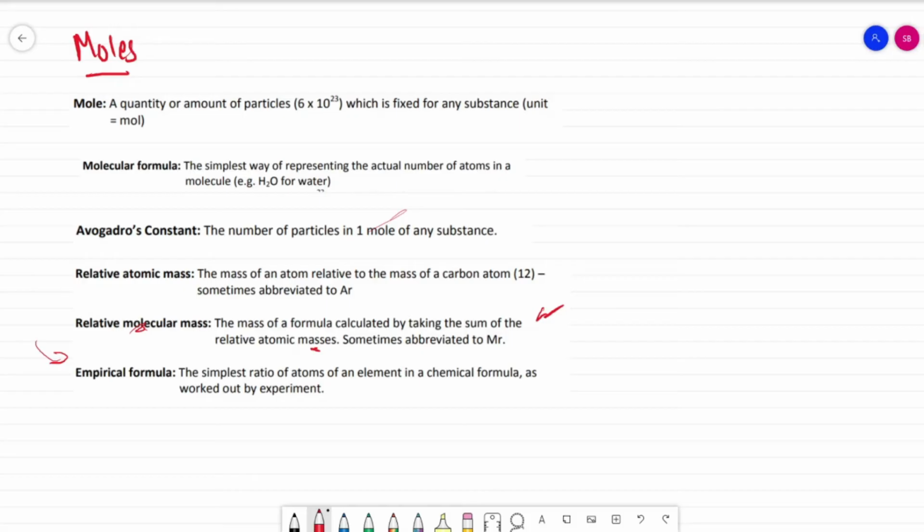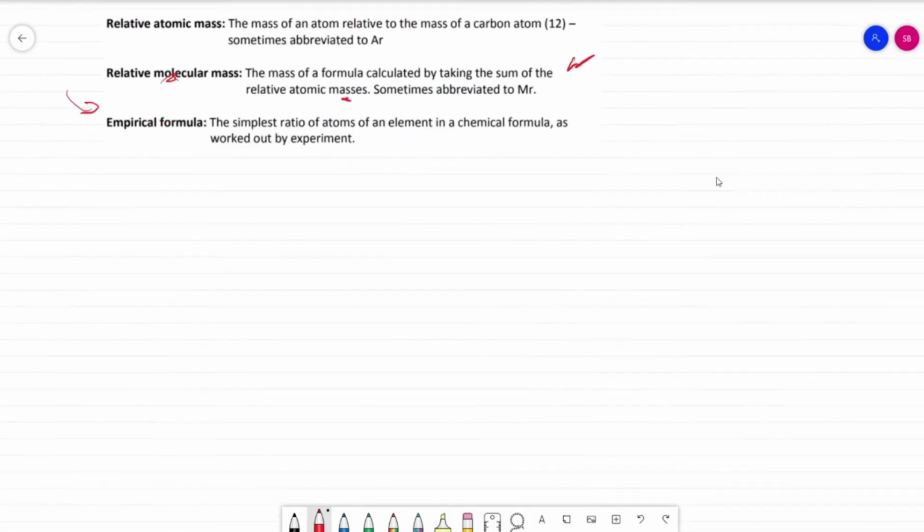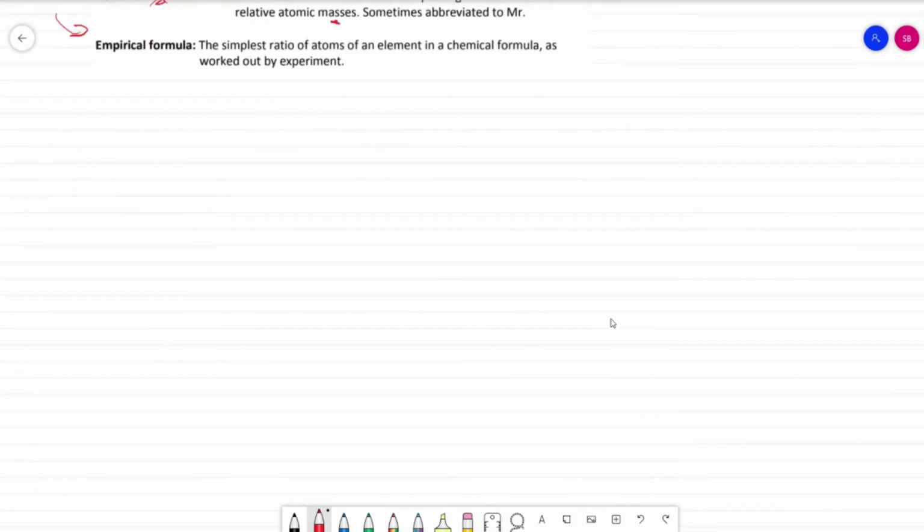The empirical formula is the simplest ratio of atoms of an element in a chemical formula, which is worked out by experiment. Now stoichiometry is all about calculations, as I told you, so you need to know some formulas. Let's start off by writing calculations here, and the first calculation you need to know is, how can I calculate moles? How can I find moles?